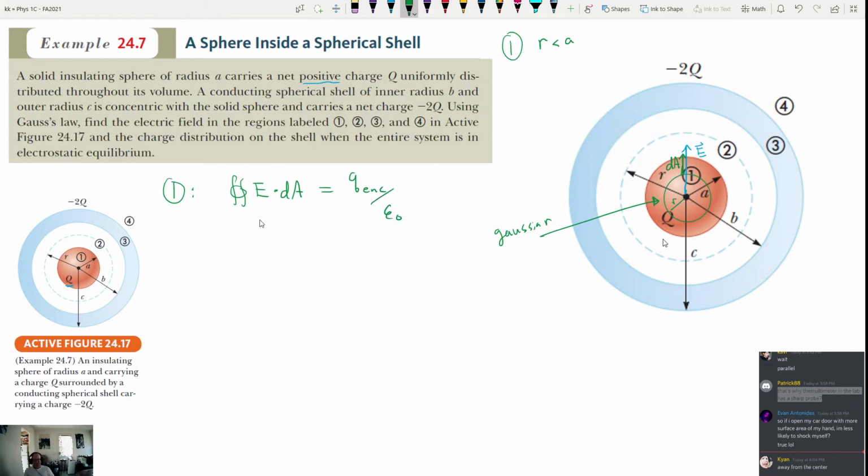On the left-hand side, we can say E and dA are parallel to each other. The electric field should be uniform. So we're going to end up reducing that down to just E dA, which is going to become E times A, which is going to be the surface area of our sphere.